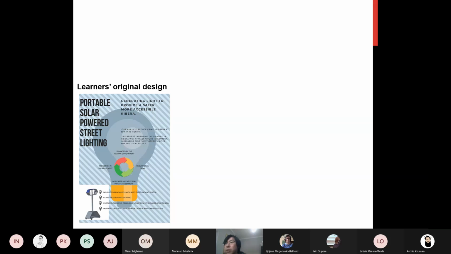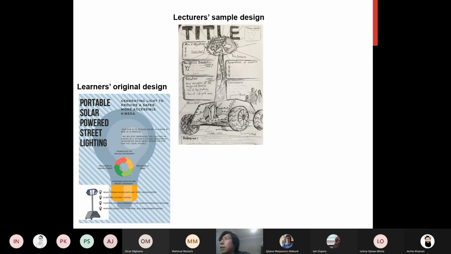So if they submit this, then they may not have a very pleasant experience there because they may not receive very good comments. And it may also not make a very good representation of our DMAU's work. So what we do is we provide them a lecture sample design. It's a little bit tricky, but we have to do it.